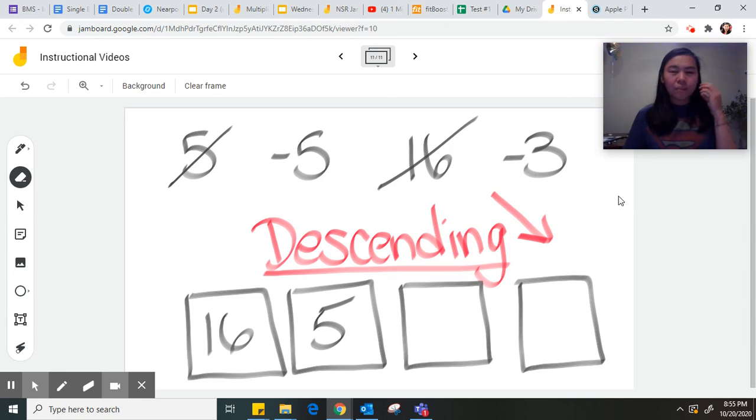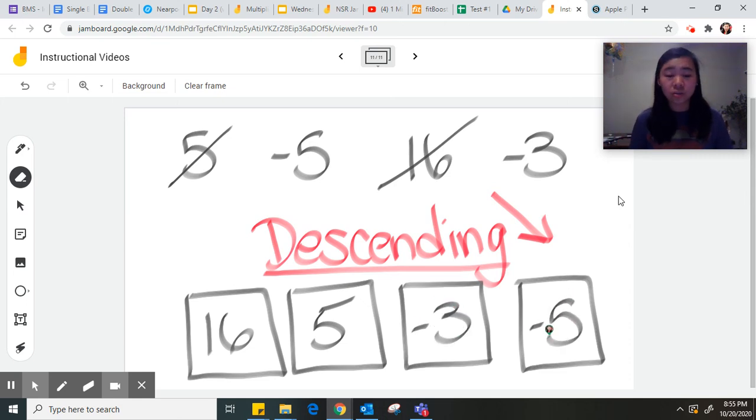So if I'm starting from my biggest and then going down to my smallest number, which one out of these two negative numbers is bigger? The more negative something is, the smaller it's going to be. -5 is more negative, so it's going to be smaller than that -3. So this -3 is going to come next, and then -5.